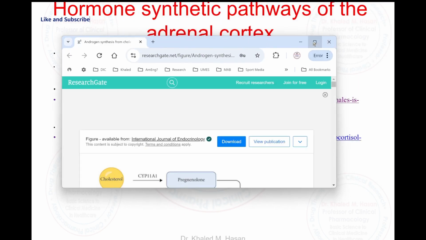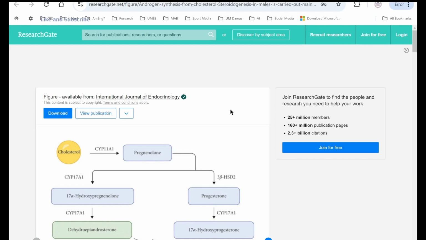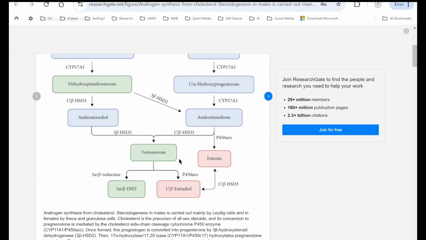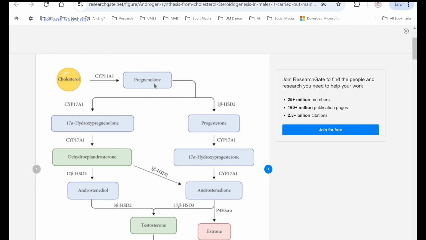Okay, this is the second image, the second link from ResearchGate. You can see here cholesterol is converted to pregnenolone through the enzyme called 1A1, and we have two pathways. The first pathway is responsible for formation of progesterone, ending up with estrone, and the second pathway is responsible for 17 alpha, and this will lead to androstenedione, and this will lead to formation of testosterone. So we have another pathway here to show you how the hormones are formed from cholesterol.